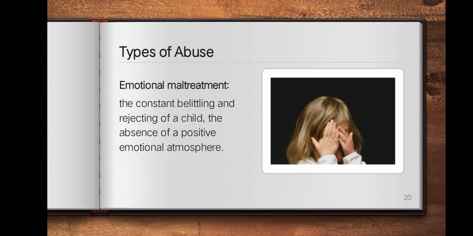Then, sa part po sa emotional maltreatment, the constant belittling and rejecting of a child, the absence of a positive emotional atmosphere. Examples include verbal abuse, inadequate or inappropriate parenting and neglect. Any of these can destroy a child's self-esteem and weaken self-concept. The failure to thrive syndrome is an example of the results of emotional maltreatment.